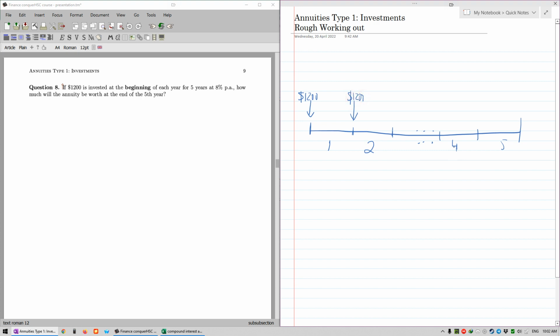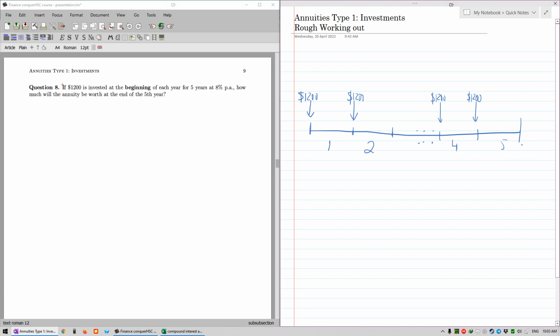And it'll keep going. Now, at the beginning of the 4th year, what do you think will happen? Yeah, that's right. Another $1,200 will come in. Beginning of the 5th year? Yep, because it's the beginning of every year. Okay, but at the end of the 5th year, no, there's no money coming in.